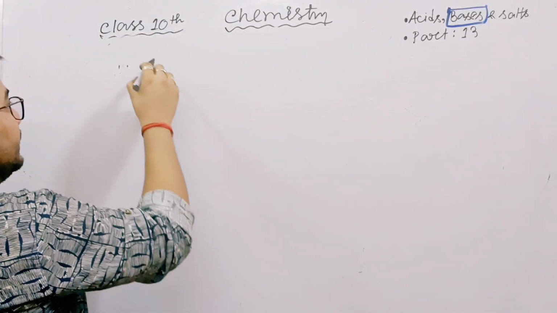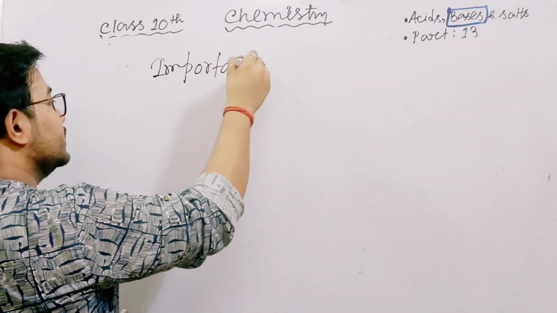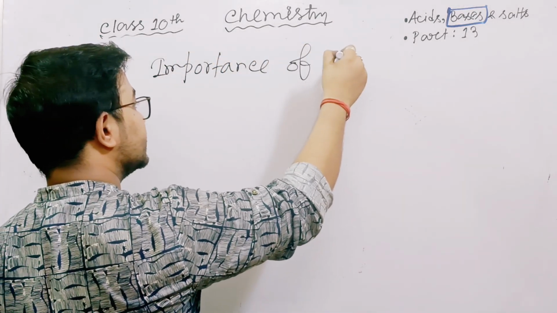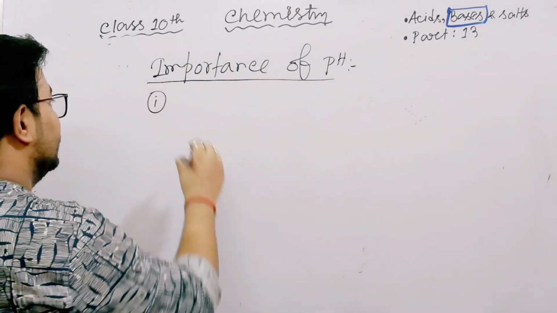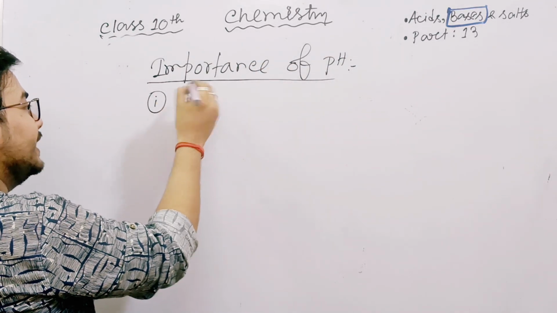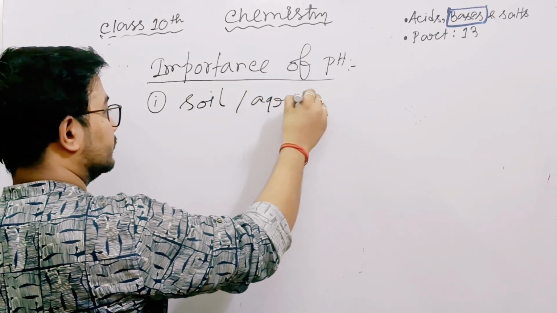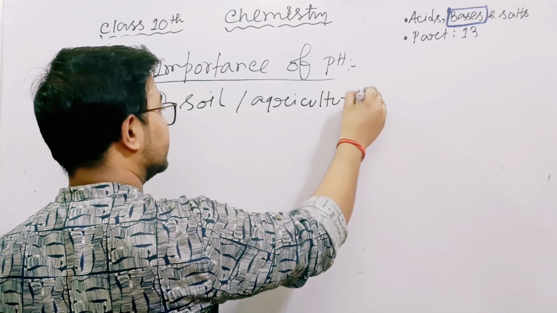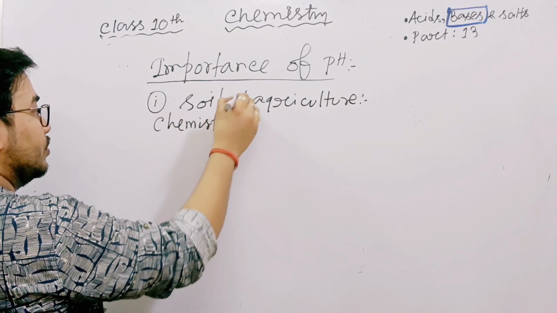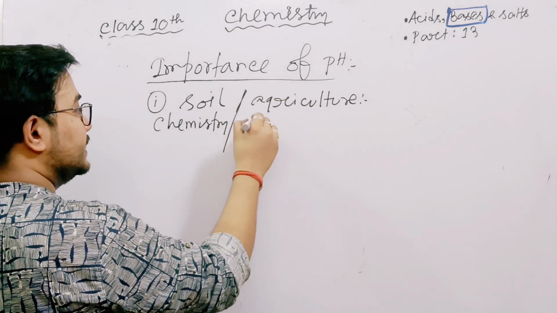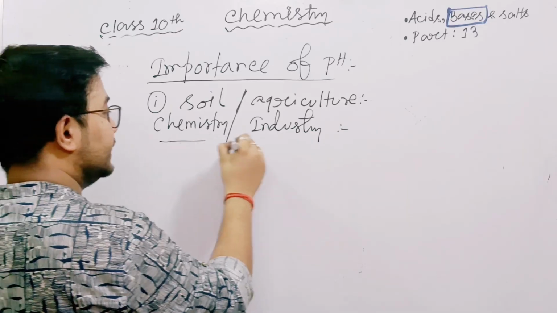importance. Heading is Importance of pH. Okay, first point is agriculture or soil chemistry. You can write soil chemistry or agriculture, agriculture industry.